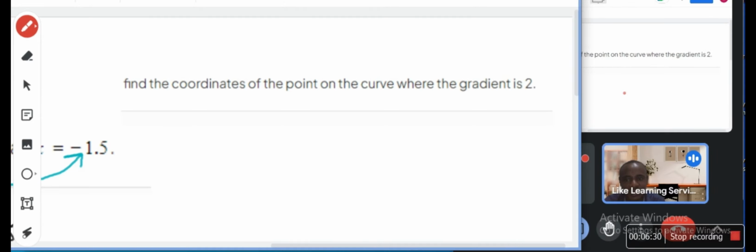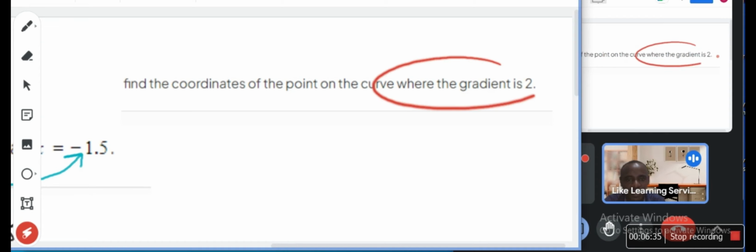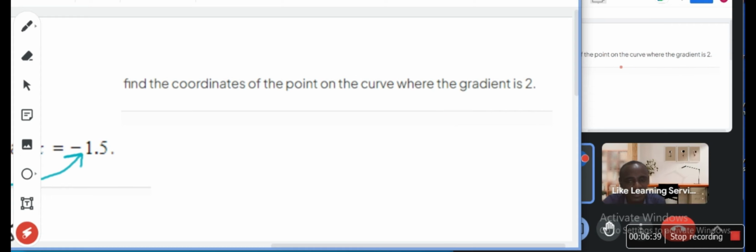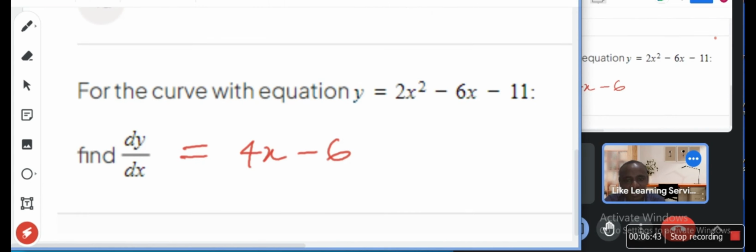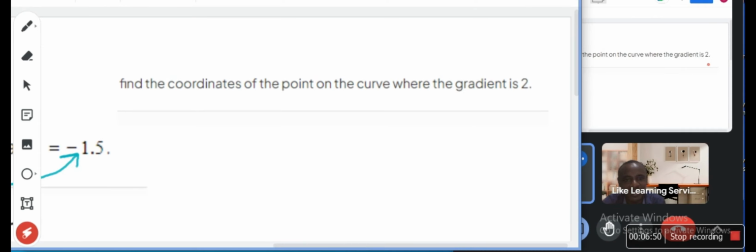There's another question. Find the coordinates of the points on the curve where the gradient is equal to 2. Where the gradient is equal to 2. We have found the equation of the gradient. What's the equation of the gradient? 4x minus 6, isn't it? Good. 4x minus 6. And it says where the gradient is equal to 2.